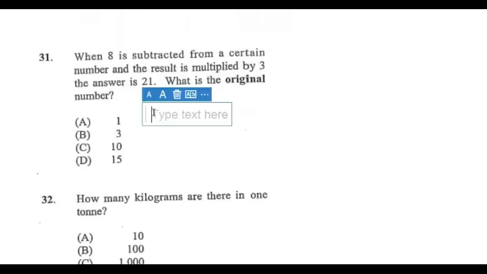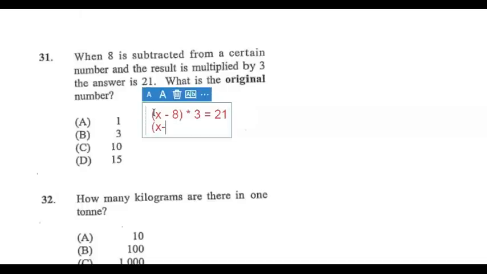So we're just going to set up our little equation. So when 8 is subtracted from a certain number, and the result is multiplied by 3, the answer is 21. What is the original number? So what we're going to try to do is solve for x.